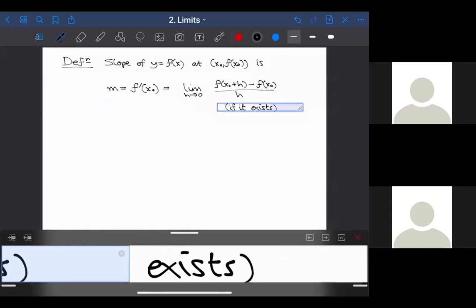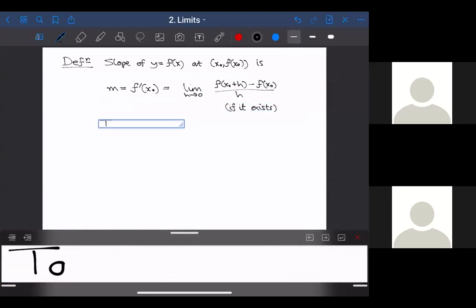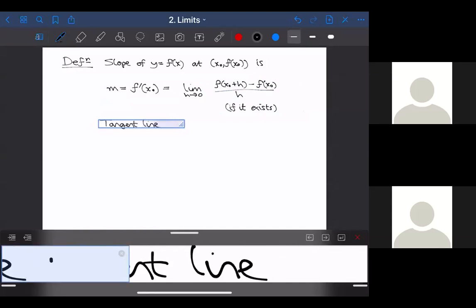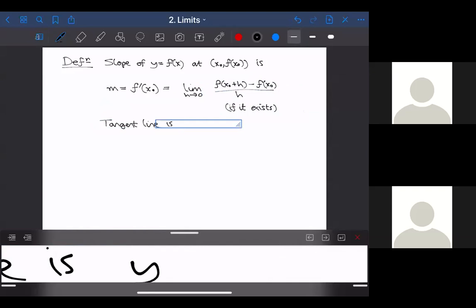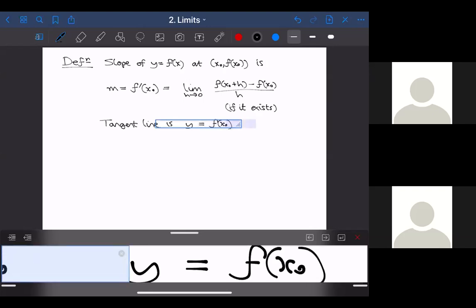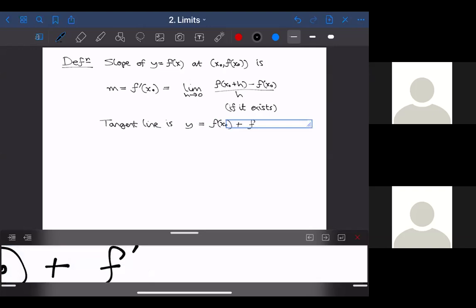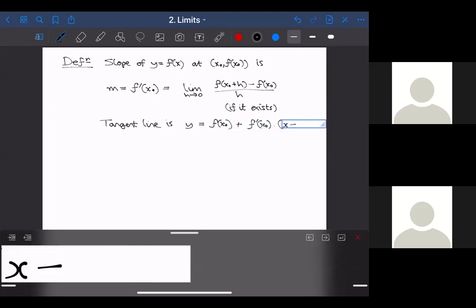It may not exist. And then the tangent line is a line with slope m, which goes through a point. So that's y is f(x0) plus f'(x0) times (x minus x0).